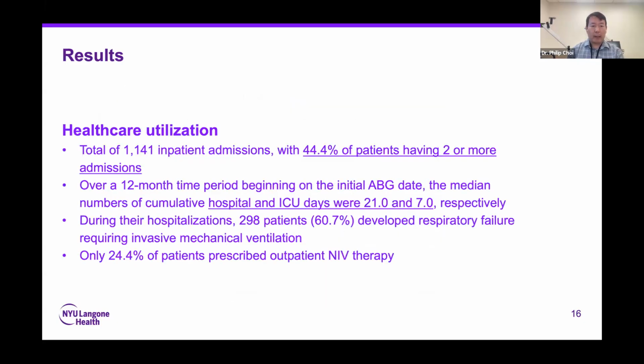And so what we found were 1,141 inpatient admissions, with 44% of the patients having 2 or more admissions during a 1-year period. Over the 12-month time period, beginning with the initial ABG date, the median number of cumulative hospital and ICU days were 21 and 7, and this was only at the University of Michigan, so obviously high utilizers of the healthcare system. And then during these hospitalizations, 298 patients required invasive mechanical ventilation. And as I mentioned, only about a quarter were prescribed outpatient NIV therapy.